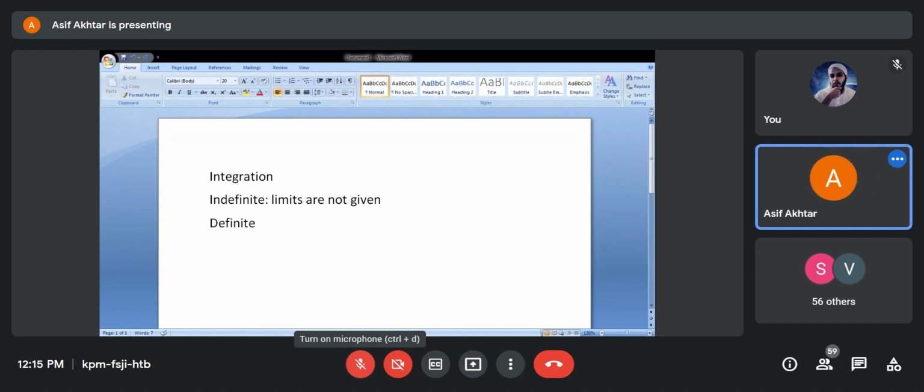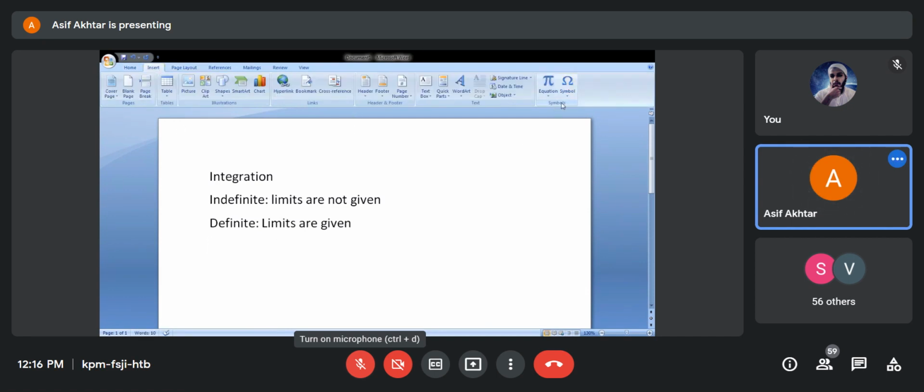The opposite of that is when the limits are given to us. This is what we have. Now, what does this mean, limits are given and limits are not given? That I would like to discuss with you. So this is the symbolic representation that we have already discussed with you, right?